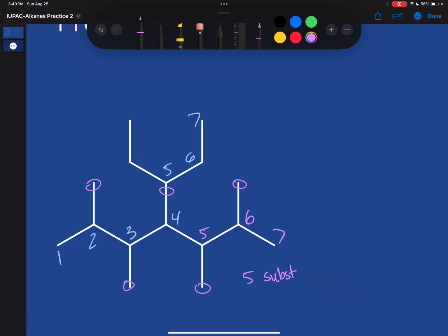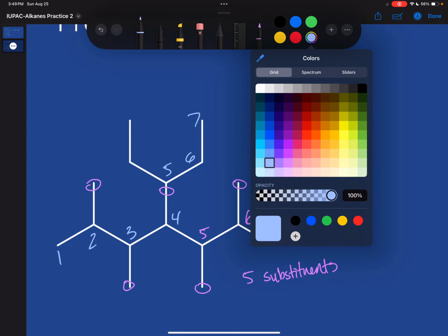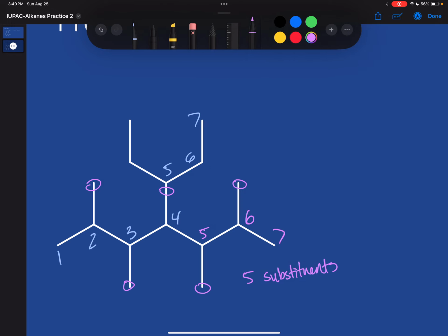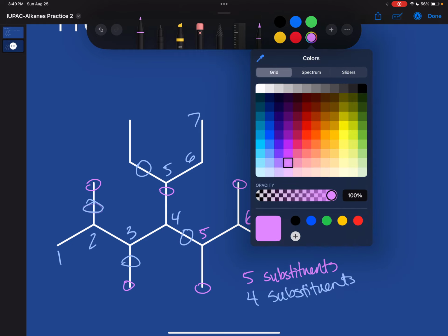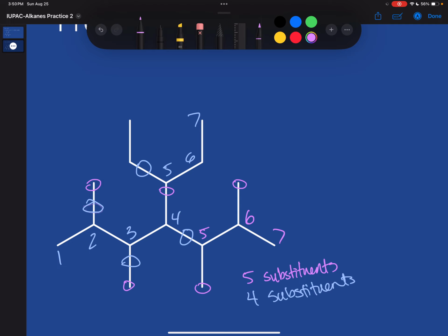So how many substituents would I have with the blue? Let's see. That's a nice blue. Anyway, I would have 1, 2, 3, and then 4. Okay, so because the pink way has more substituents, that's going to be the way I need to number this, because I want my longest possible chain, but I also want the most substituents in my structure.